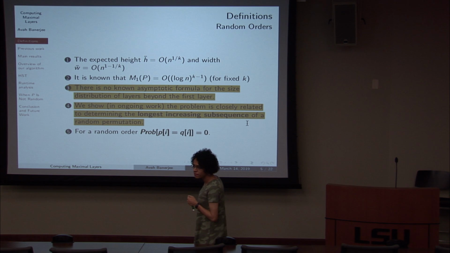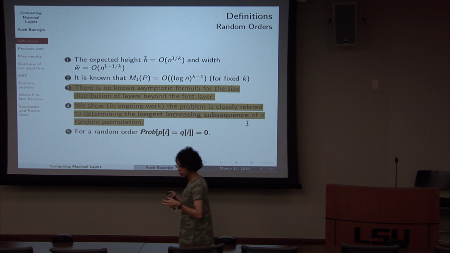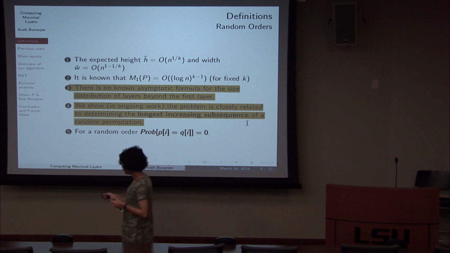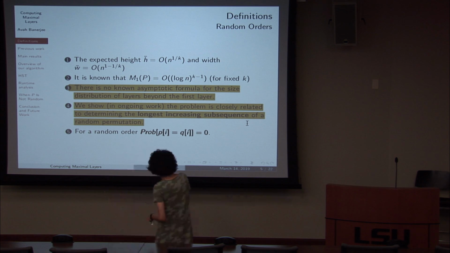Excuse me, what is k, what is n? k is the number of dimensions. Here I was giving an example in 2 dimensions. k is the generalization to any number of dimensions. And n is the number of points.